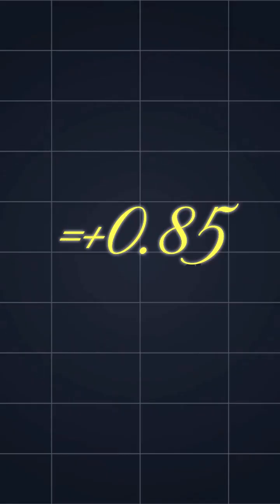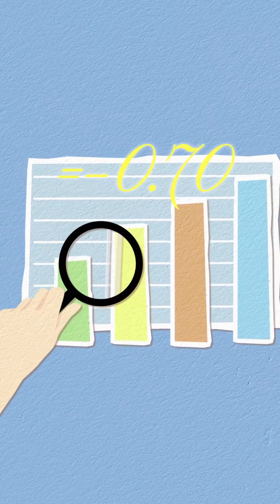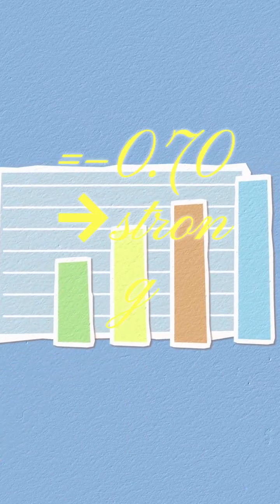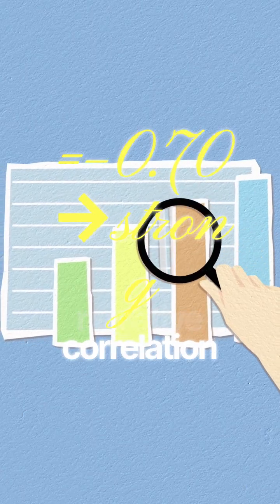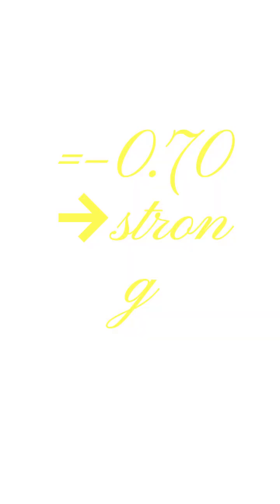If r equals +0.85, strong positive correlation. If r is -0.70, strong negative correlation. If r equals 0.10, very weak or no correlation. The closer r is to +1 or -1, the stronger the relationship.